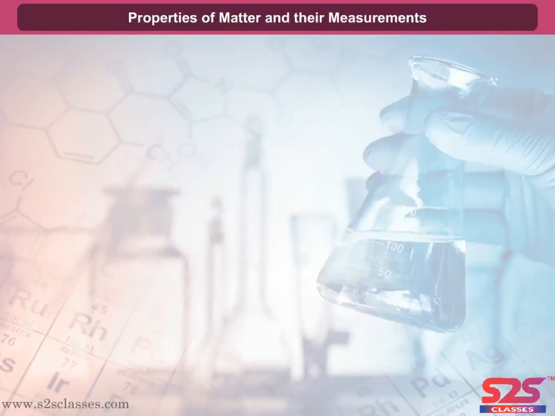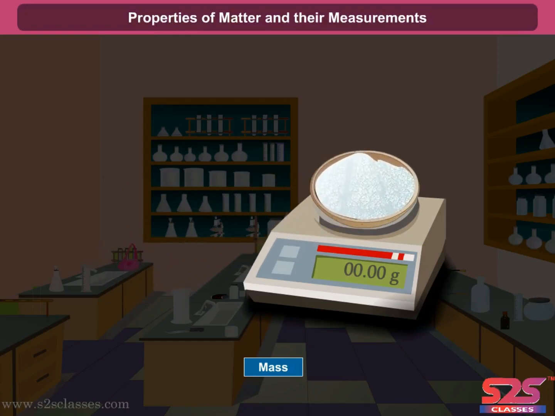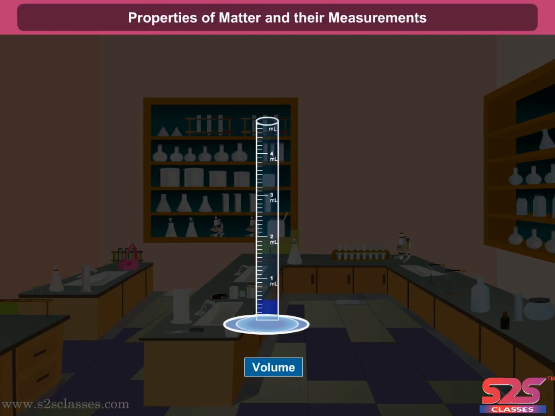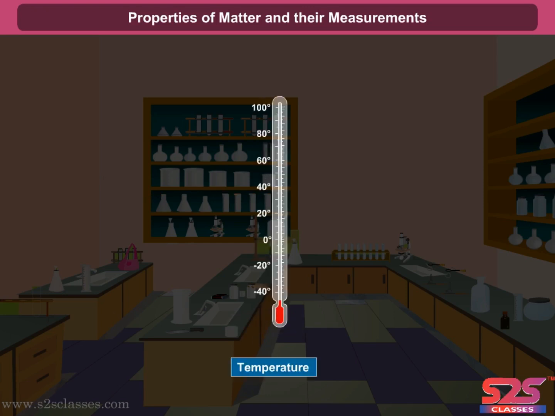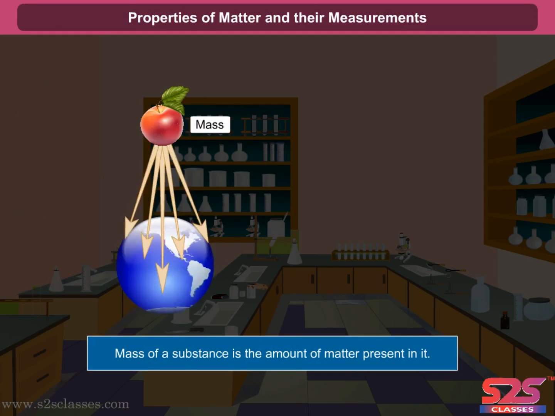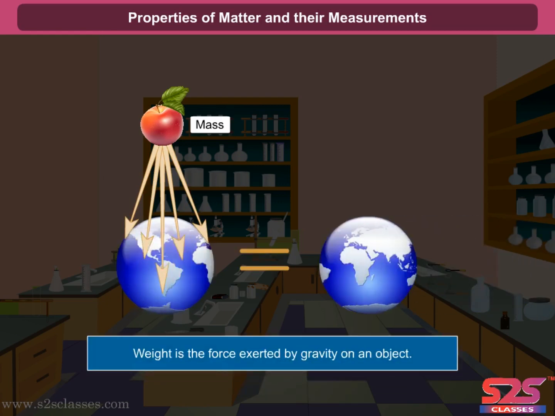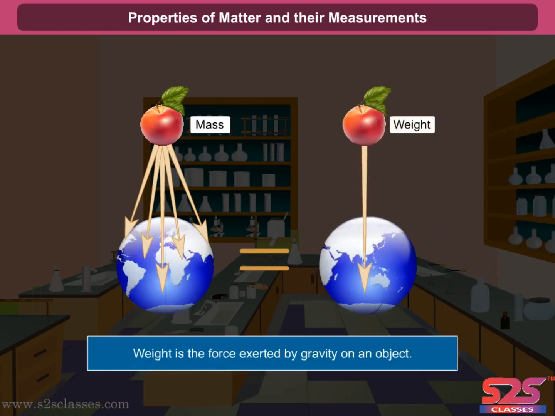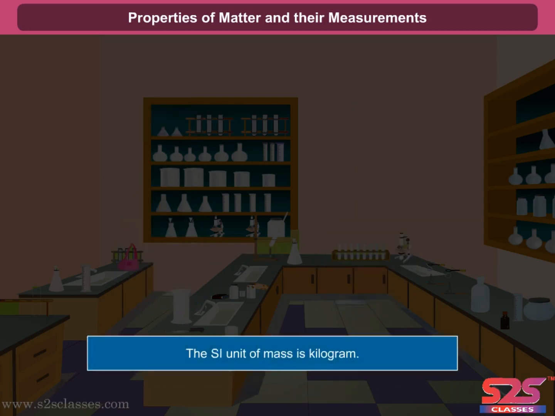Properties of matter and their measurements. Mass, volume and temperature are the 3 fundamental properties for measuring different objects. Mass and weight are the measure of the amount of matter in the object. Mass of a substance is the amount of matter present in it, while weight is the force exerted by gravity on an object. The SI unit of mass is kilogram.